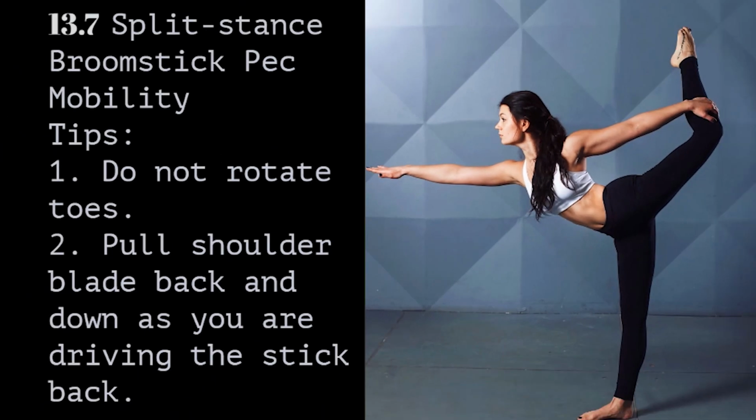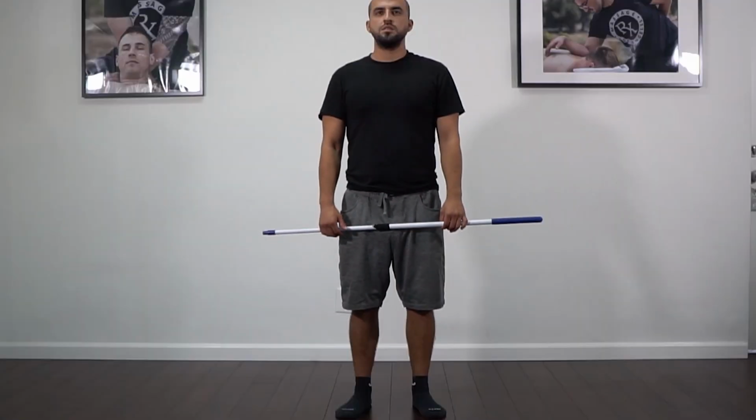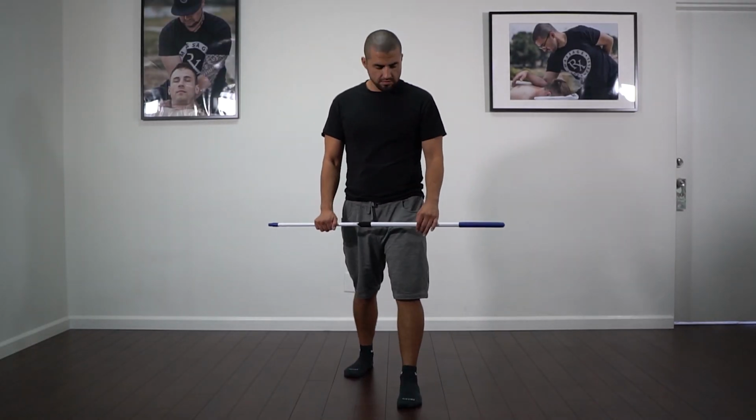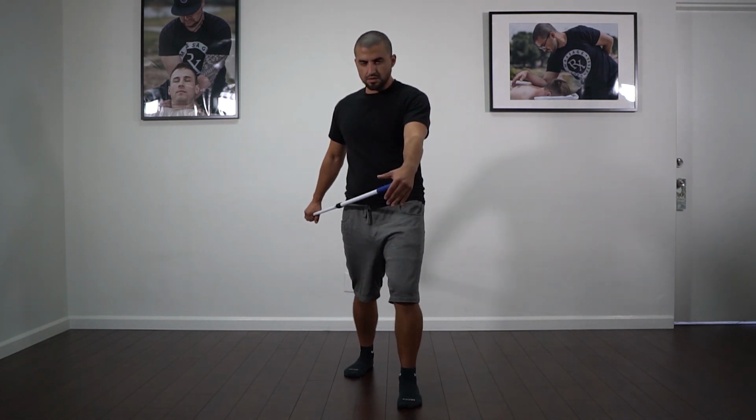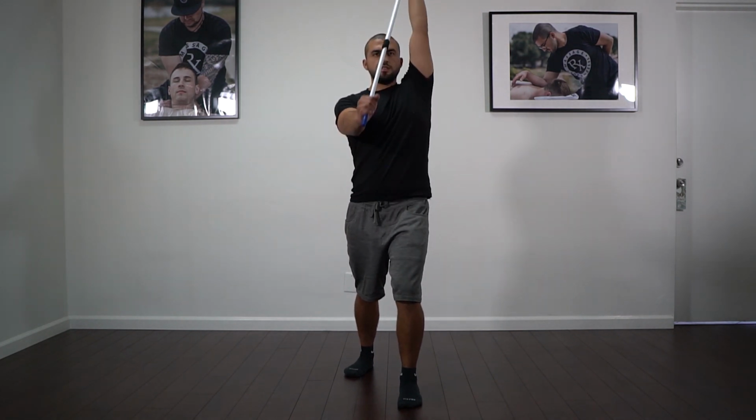Our next progression is going to be split stance broomstick pec mobility. It's also great for pec stretch, mobility of your shoulder, and muscle activation between your shoulder blades. It's a really great exercise for people who are sitting at the computer all day long.